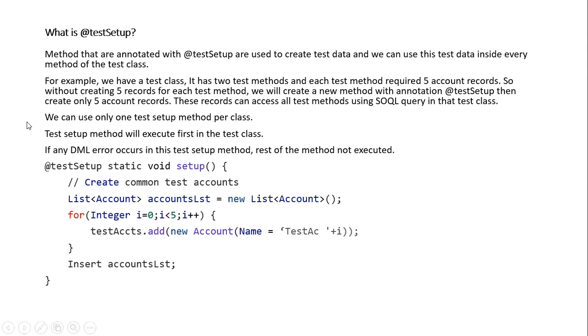Sir, a question. By using insert here, if a DML error occurs, the rest of the method won't execute. With Database.insert, if one record has an error, the other data will still be inserted. Is it the same here even in the test class, right?